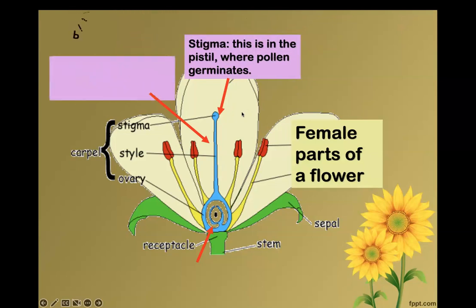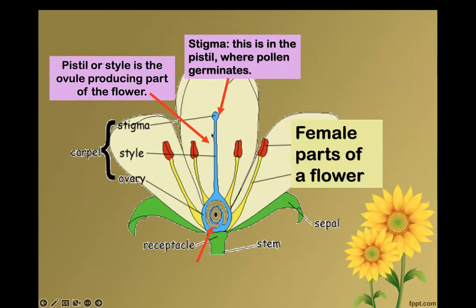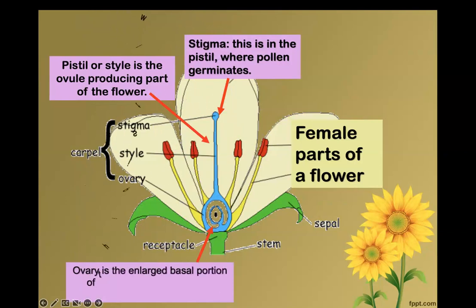The next part is the style. The pistil is also known as the style and is the ovule producing part of the flower. This is the female part. Remember, in the last presentation I had, there are ovules here. Once this is pollinated, the ovules go down and are deposited in the ovary. The ovary is the enlarged basal portion of the pistil, and this black thing here is one of them. That is where ovules are produced.